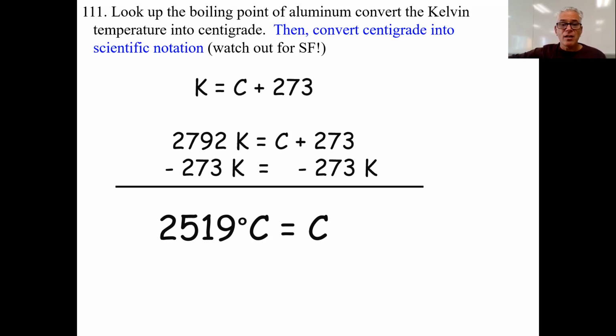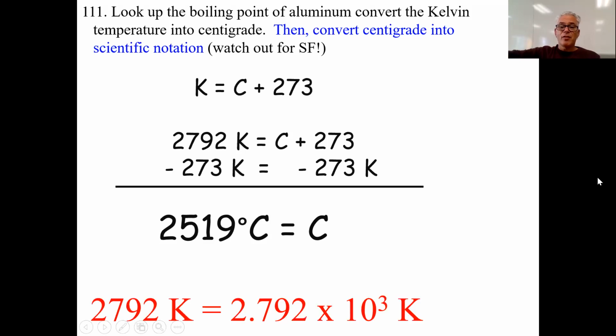Now, let's turn this number, 4 significant figures, okay, into scientific notation. Now, there's no decimal, but we know the decimal is after the 9. We have to move it so that the coefficient is going to be greater than 1 and less than 10. So the 2,519 becomes 2.519 times 10 to the, how many places did we move the decimal? So it's going to be 2.519 times 10 to the third Kelvin.